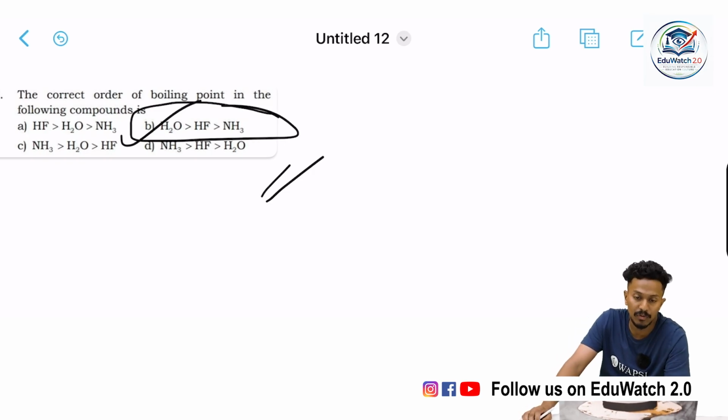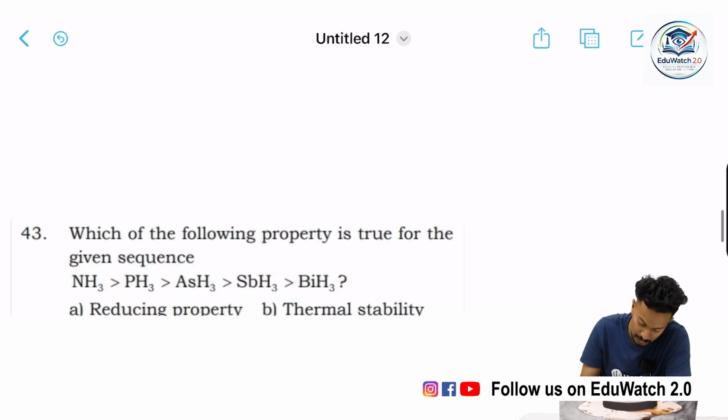Question number 44 has option number B. Am I right for this? Yes. Moving on to the next question.